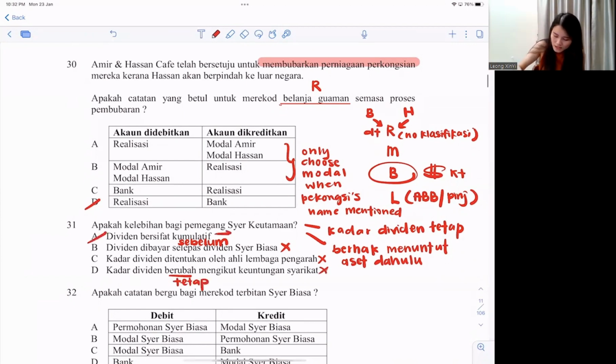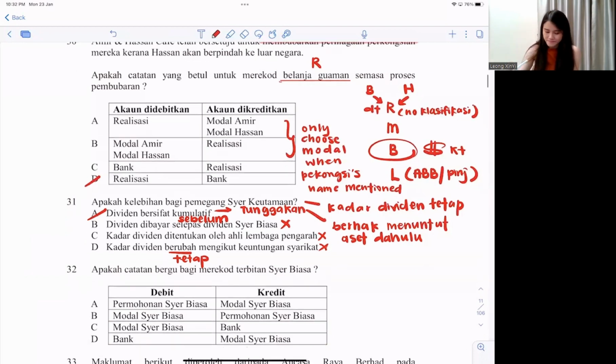So cumulative here should mean the tunggakan dividend. Because if you guys remember, share keutamaan is promised with the kadar dividend tetap. So if this year I cannot pay them, then next year I will give them again. So it will be brought forward to the next year and accumulate together. So question 31 is A.